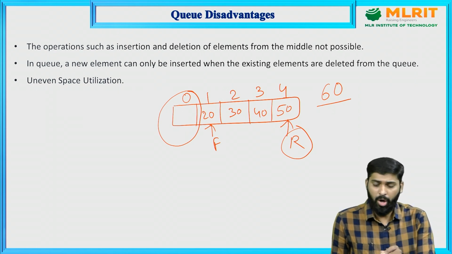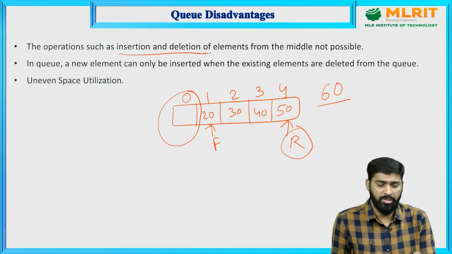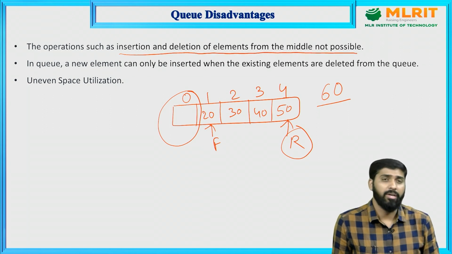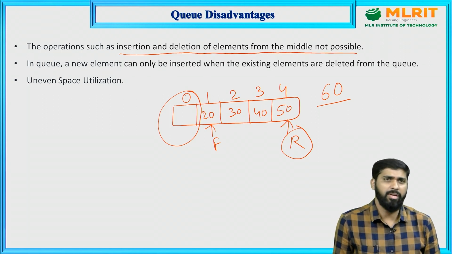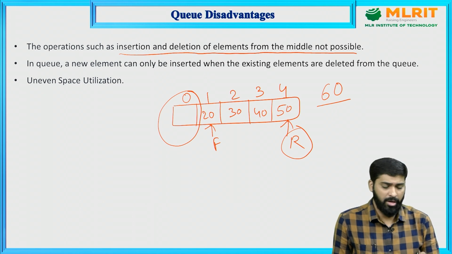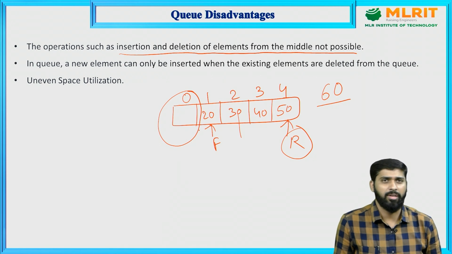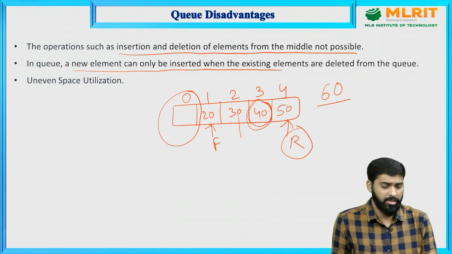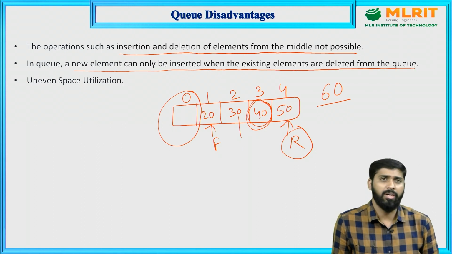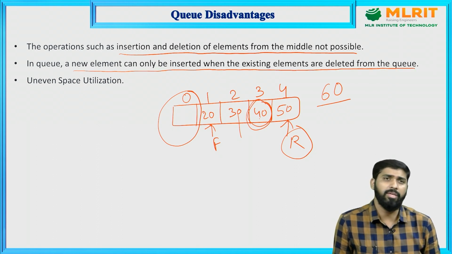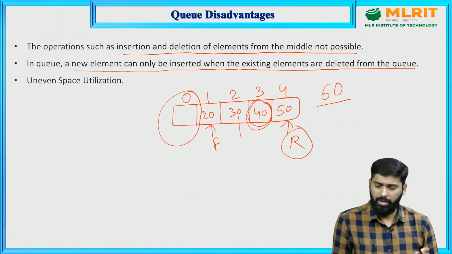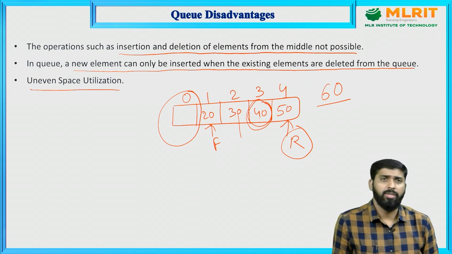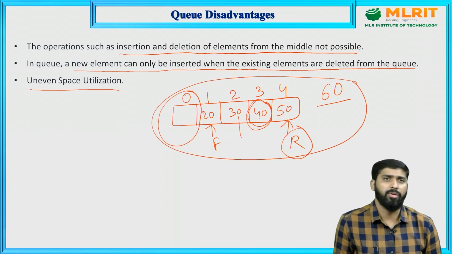The operations such as insertion and deletion of elements from the middle are not possible. So that is also one of the disadvantages. We cannot delete 30. We delete 20, and only then are we able to delete 30. In Q, a new element can only be inserted when the existing elements are deleted from the Q. So that is also another disadvantage. And uneven space utilization. So this is the example for uneven space utilization.